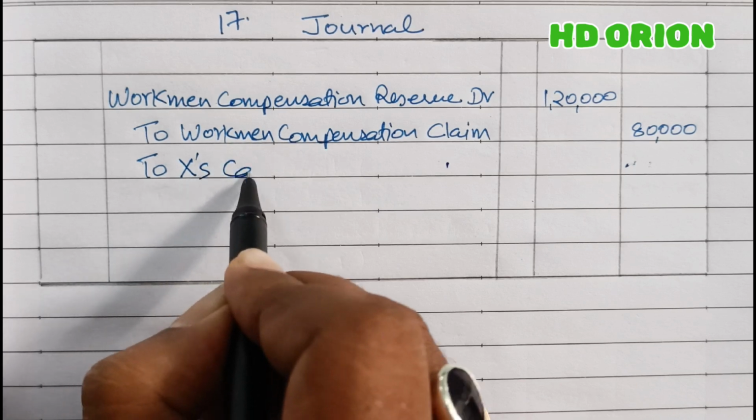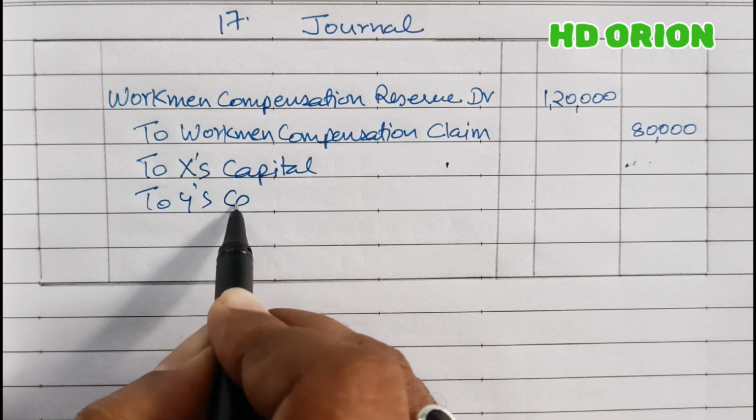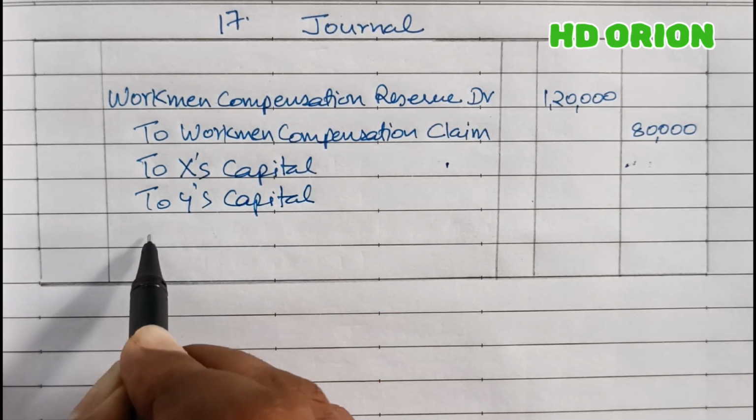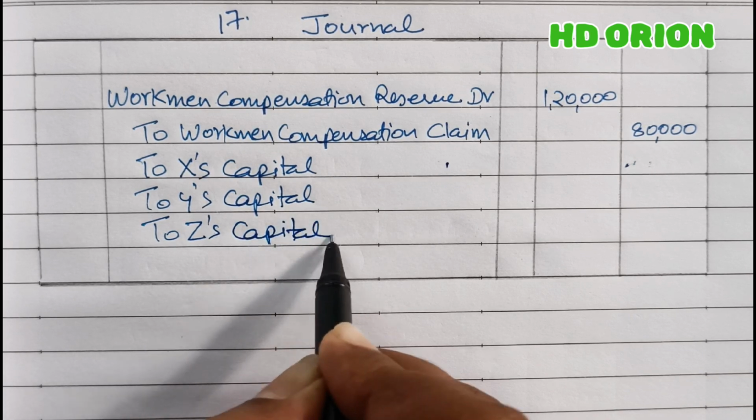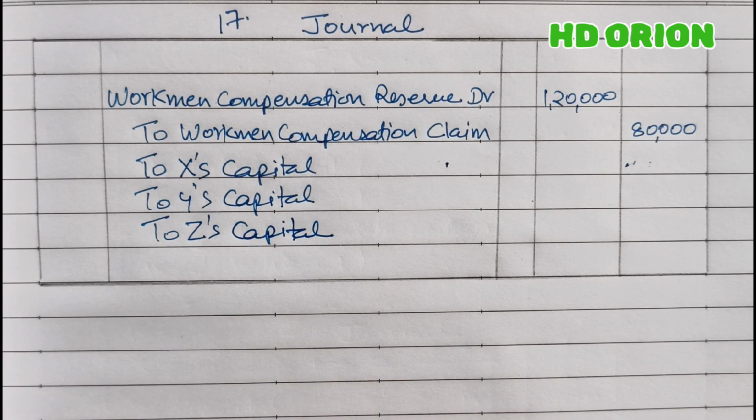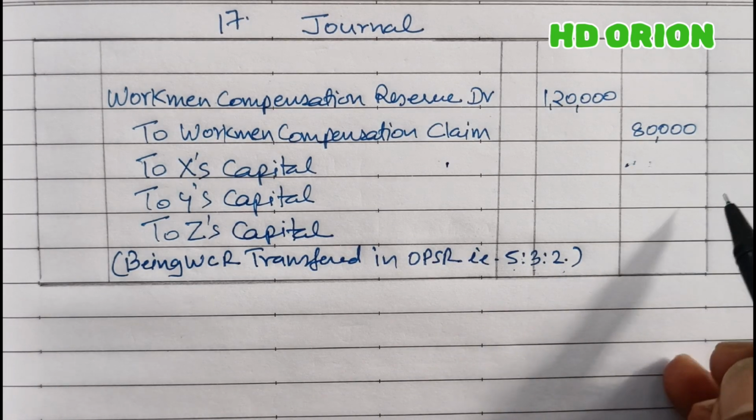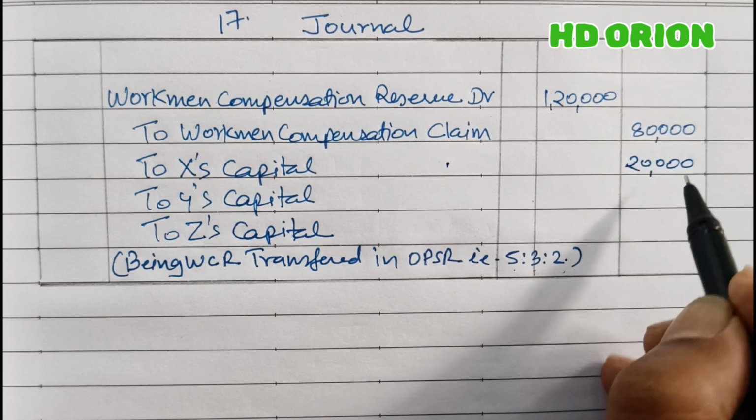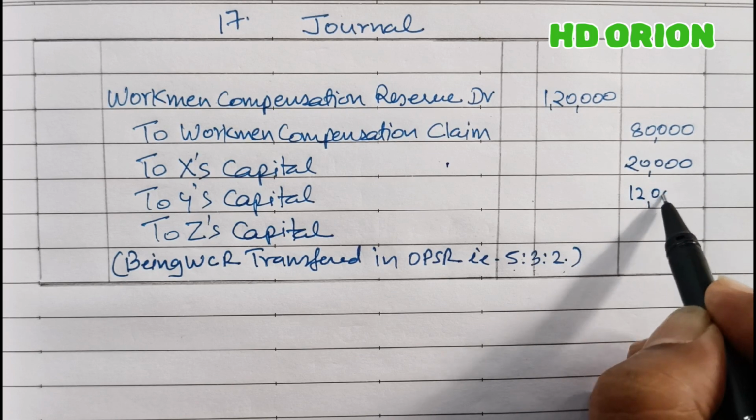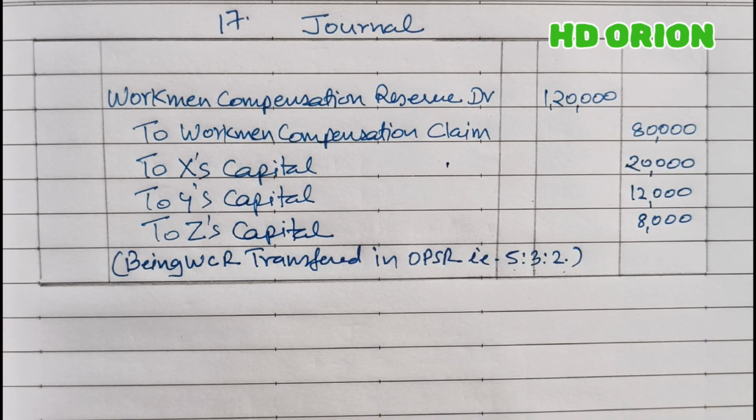So to X's capital account, to Y's capital account, to Z's capital account, in their old profit sharing ratio, which is 5:3:2. So break 40,000 rupees in this ratio, you get 20,000 rupees which will be transferred to X, then 12,000 rupees to Y, and the remaining 8,000 to partner Z. So this is how the entry is to be made.